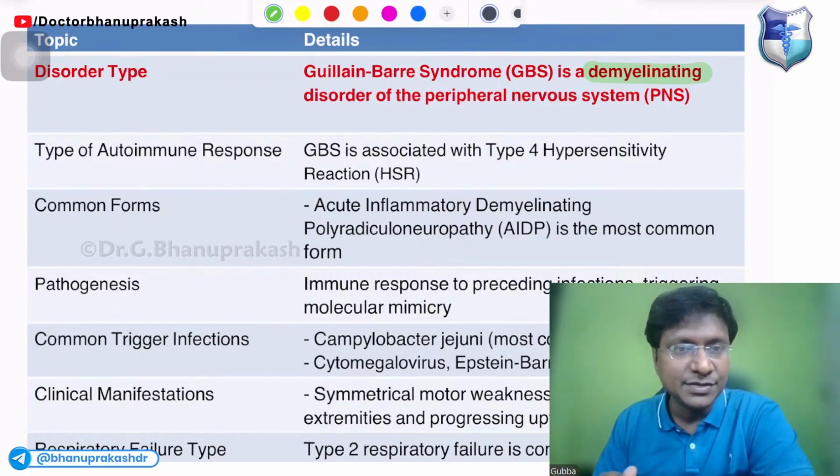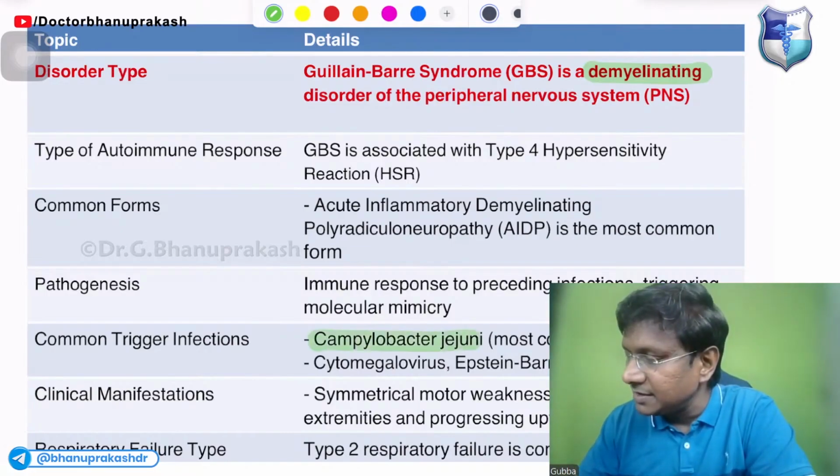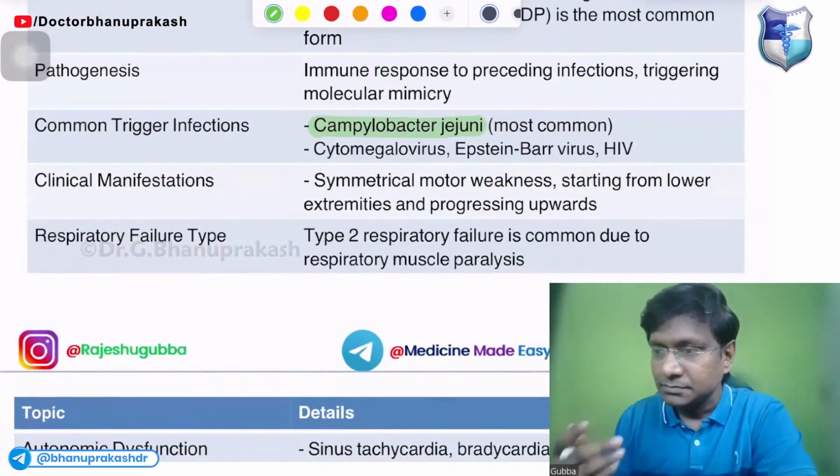And Guillain-Barre syndrome is an autoimmune condition, where antibodies are formed against organisms, that is Campylobacter jejuni as well as viral infections. The most common organism is Campylobacter jejuni.